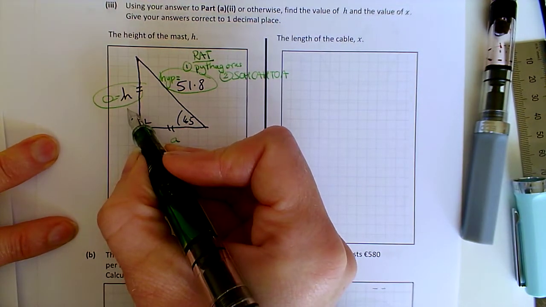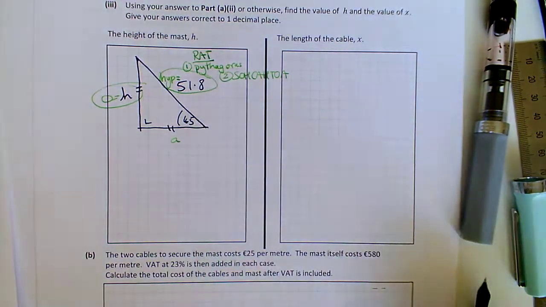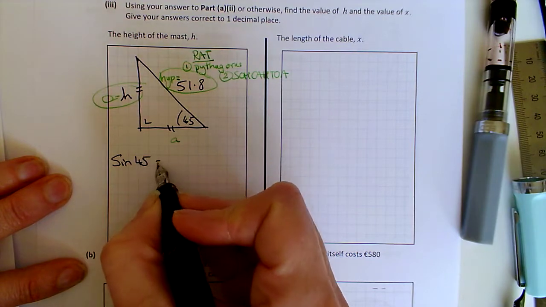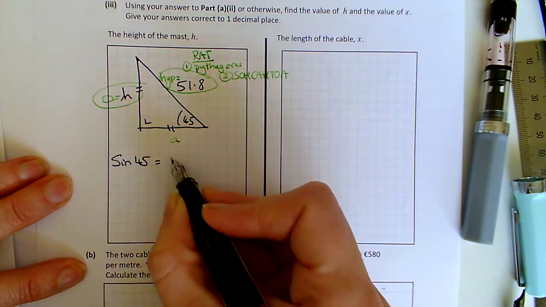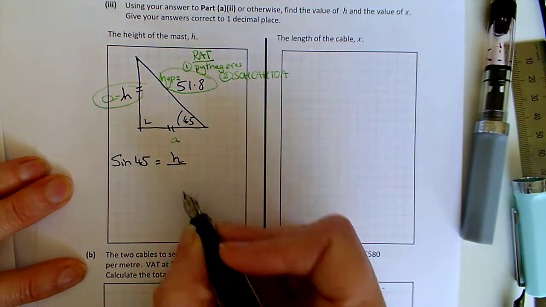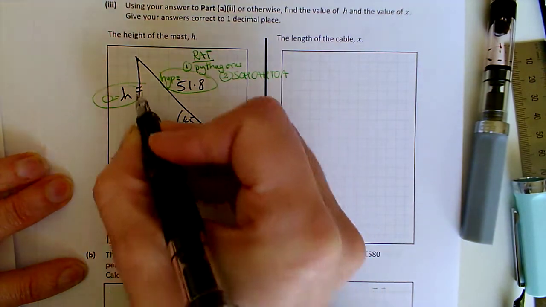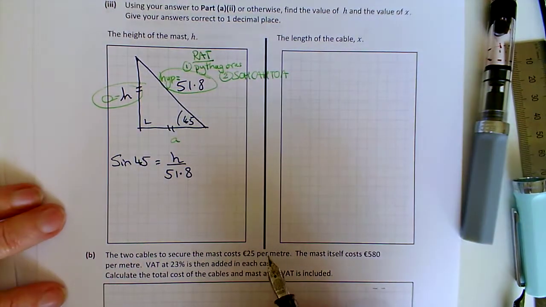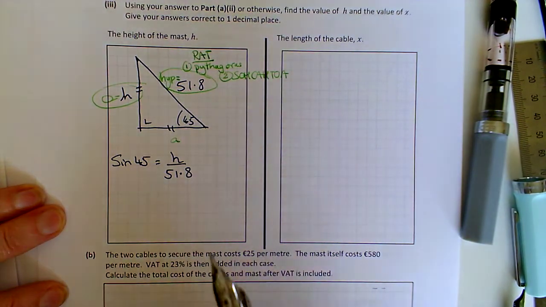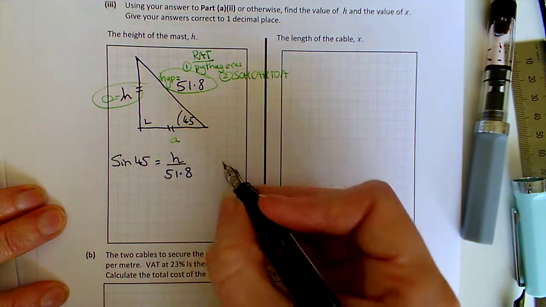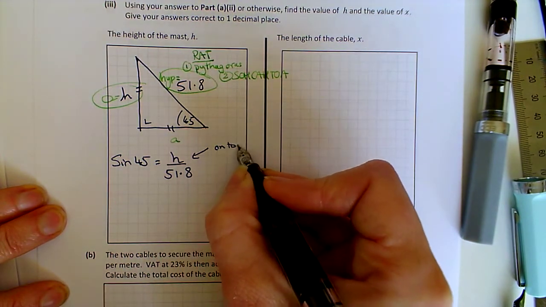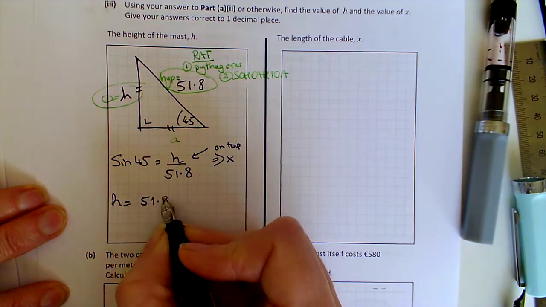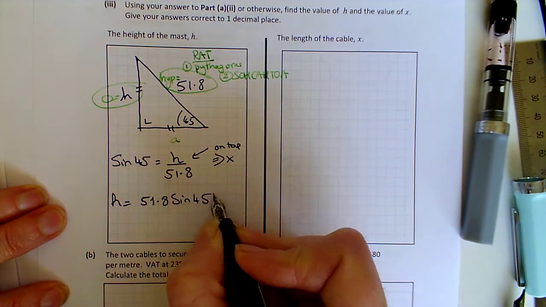The side I'm looking for is the opposite. The side I'm given is the hypotenuse. So I'm going to be using sine. Sine of 45 is my missing side divided by my hypotenuse, 51.8. It's a bit confusing that I've used h here and h for hypotenuse, so you can always change up those letters if they're making it confusing for you. When the unknown is on top, you multiply. So h is going to be 51.8 multiplied by sine of 45.